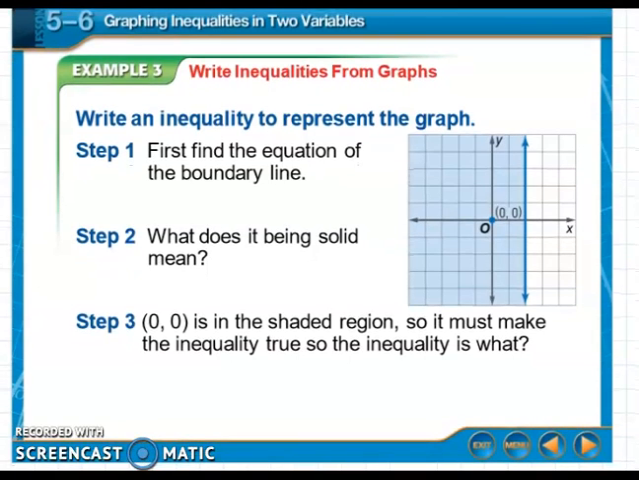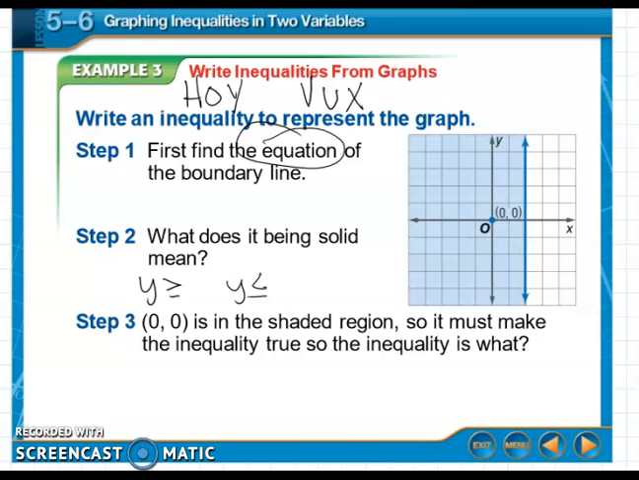So to write an inequality, now I have to go backwards. First thing, you have to find the equation. We're given the graph. What does solid mean? It means, well, y is greater than or equal to, or y is less than or equal to. The equation of this line, though, if you remember the Hoy-Vux, horizontal 0, y equals, vertical undefined x equals. This is an x equals equation. X equals 2. So for this one, it works the same way. It's going to be x is greater than or equal to, or x is less than or equal to.